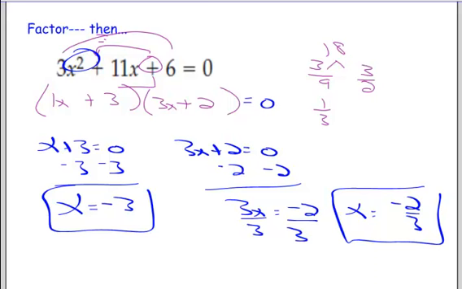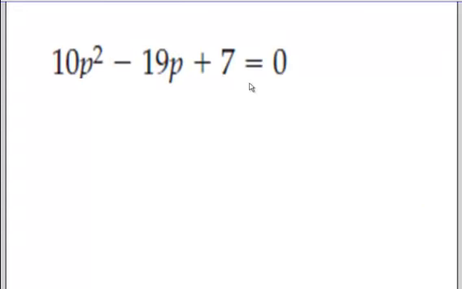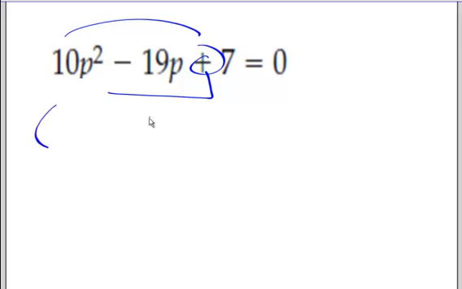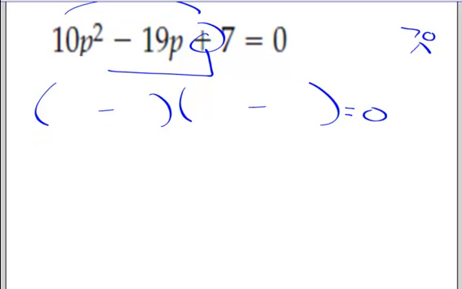Alright, let's try just a couple more of those to recall all your factoring. So here we're just going to express it as equals to 0. We have same signs, both negative. I'm going to keep that equal 0. So minus minus. We are looking for factors of 70 that add up to 19. Okay, and that's going to be 14 and 5. 14 and 5, that'll do it.